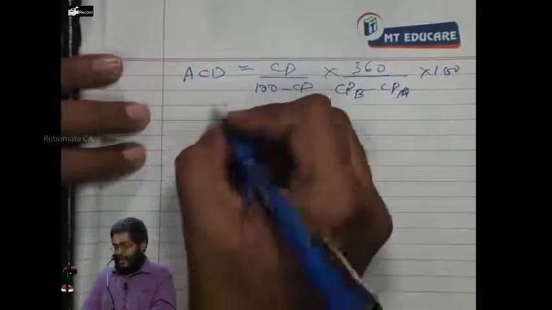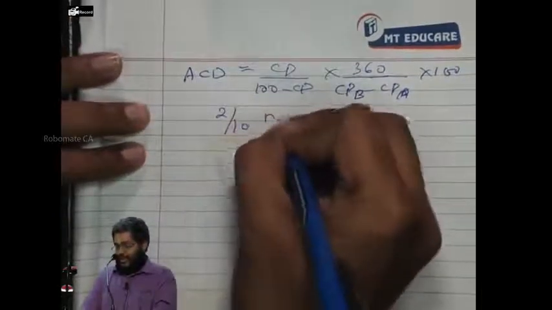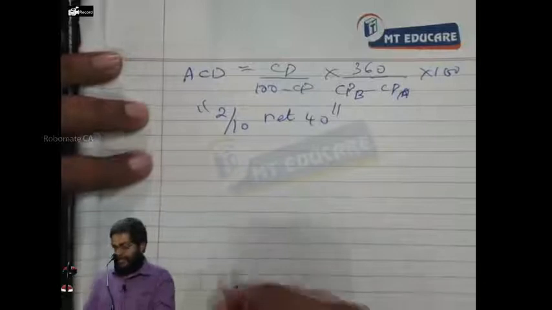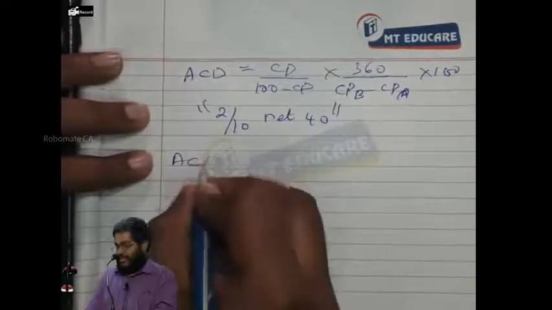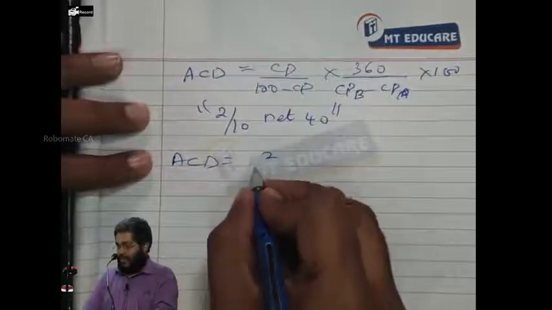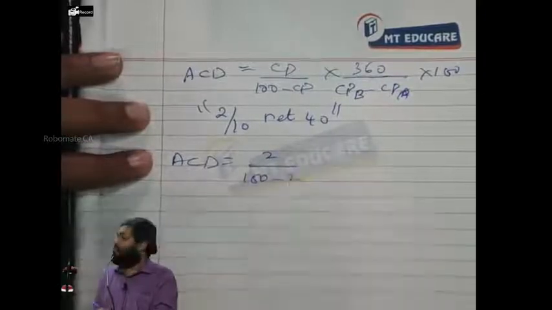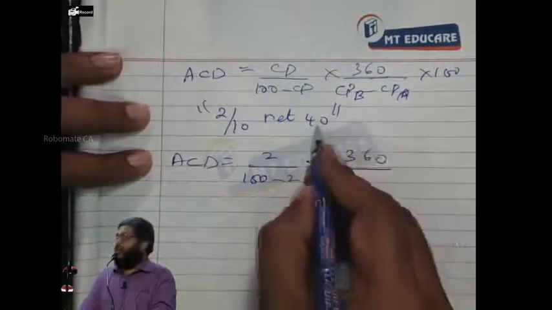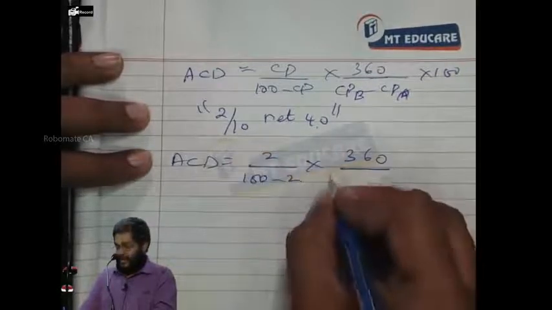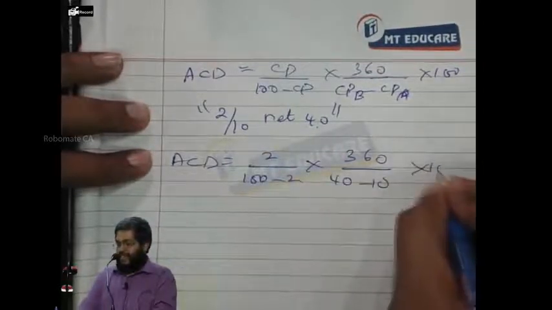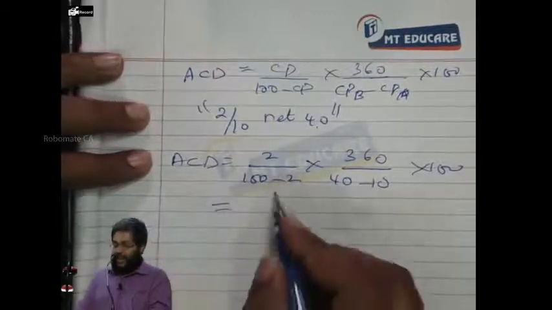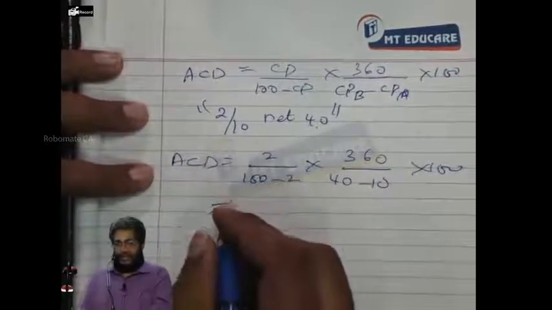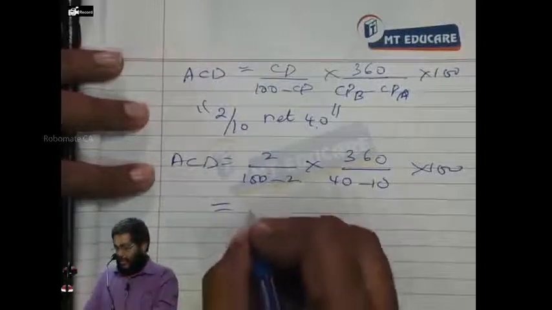See, the term is 2 by 10 net 40. Annualized cash discount is equal to cash discount, which is 2, divided by 100 minus 2, into 360 divided by credit period before discount, 40, minus after discount, 10, into 100 for percentage. So it is 2 by 98 into 360 by 30 into 100. What's the number? You know the percent, 20?